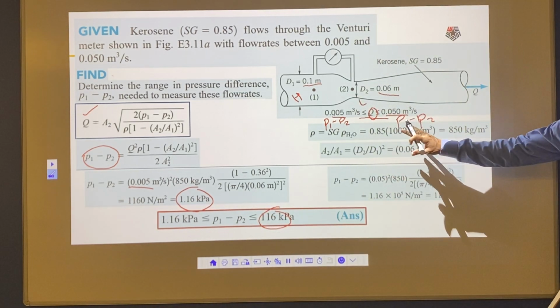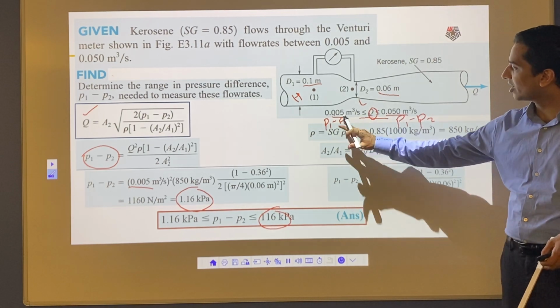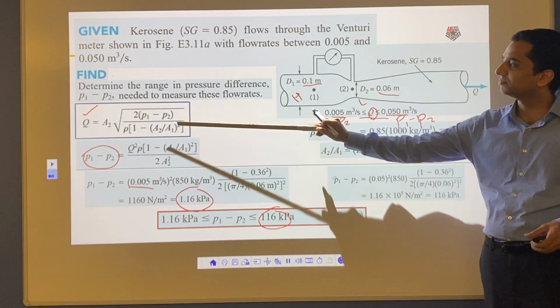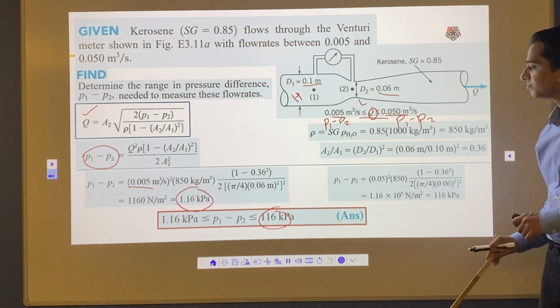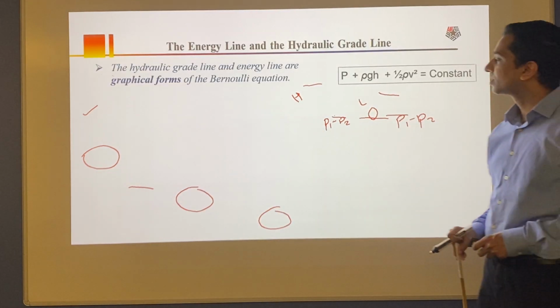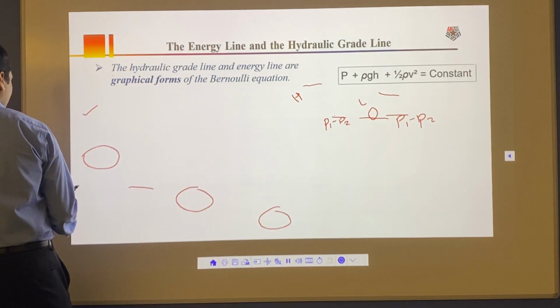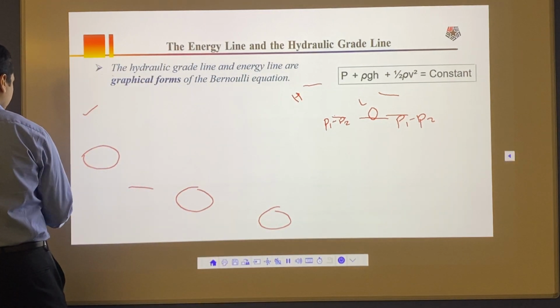All you have to do is find out P1 minus P2, the range. You already have the flow rate, you already have the equation, put it in the equation, run your numbers and calculate this range. It's again a very simple problem. So that's the problem for the Venturi meter. Now we will learn something about energy line and hydraulic gradient line.